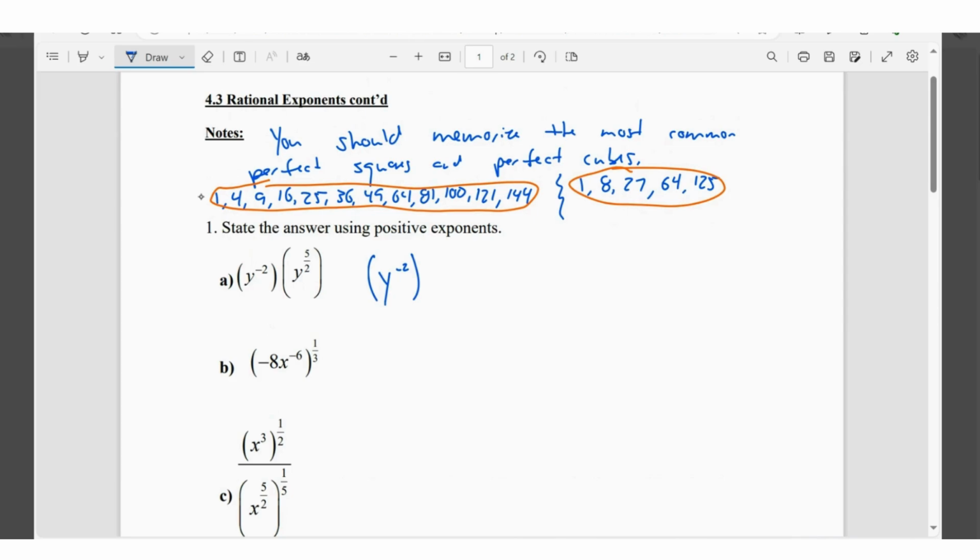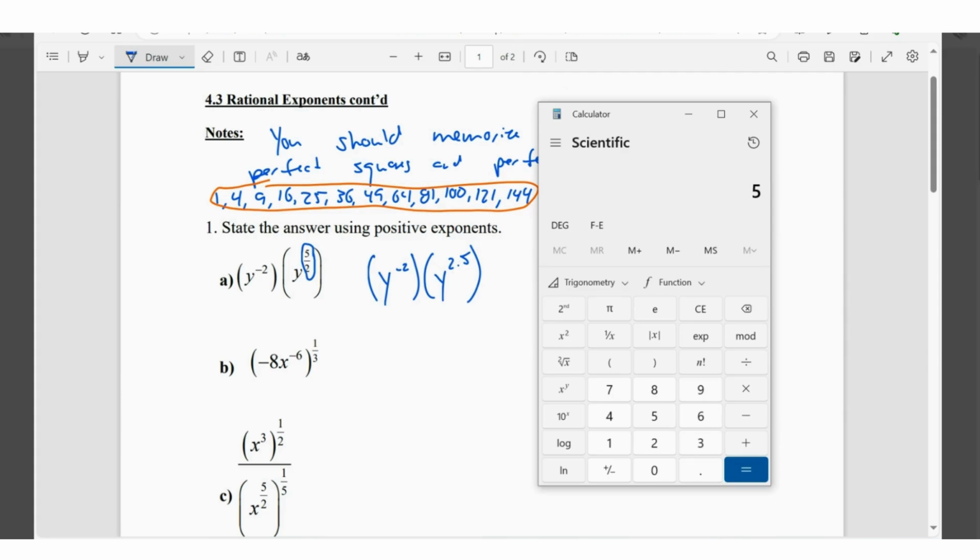And I would personally like to convert this to a decimal. You can do that by going 5 divided by 2. But I know that 2 can go into 5 twice without going over. So y to the power of 2 point, there's 1 left over, so it makes a half. So 2.5. So you could do that in your calculator if you'd like, if you're not super fast at it or you're not used to seeing it. 5 divided by 2, 2.5.